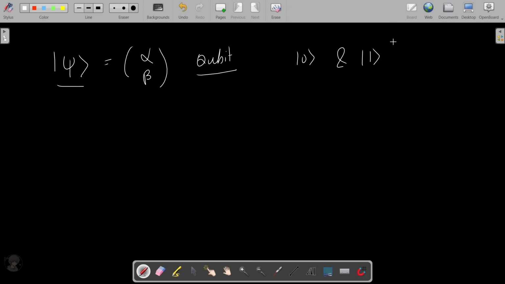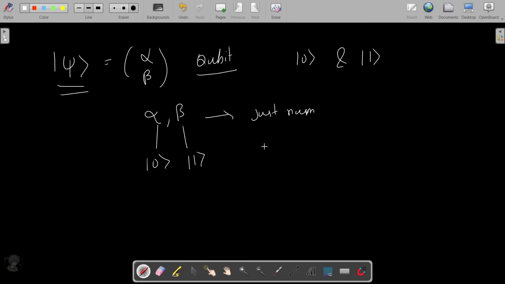But let me make this more clear. Alpha and beta are just numbers. They can be complex numbers too, okay? They are the coordinates of this vector. If this were a normal 2D space, we would call them x and y. Alpha is the amount in the ket0 direction. Beta is the amount in the ket1 direction. So this qubit is nothing more than a vector with coordinates alpha and beta.